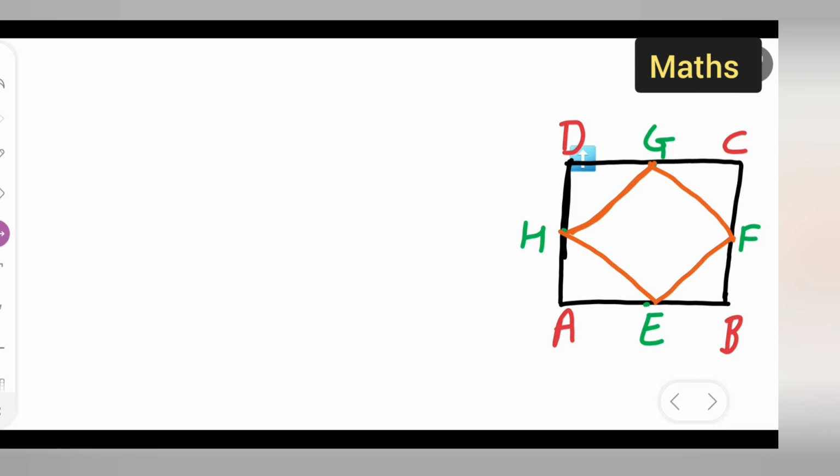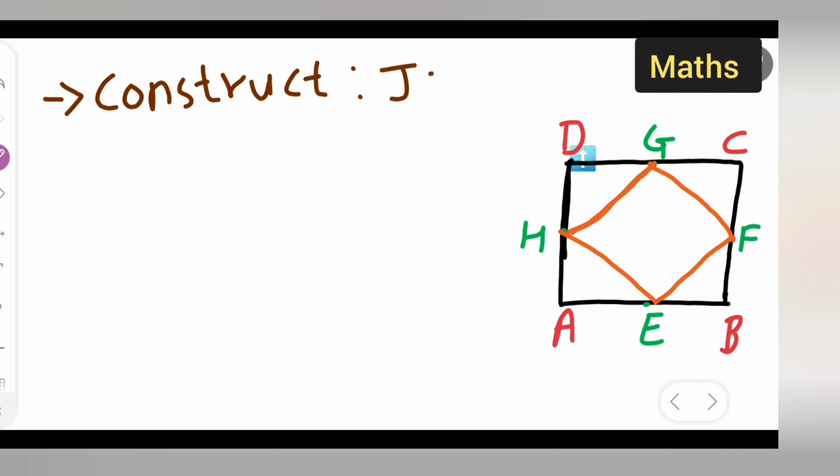So the first thing you are going to do is write down construction. First you are going to join HF. Which line do you have to join? This H and F you have to join. So let me join this line.